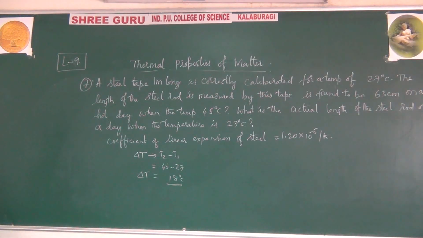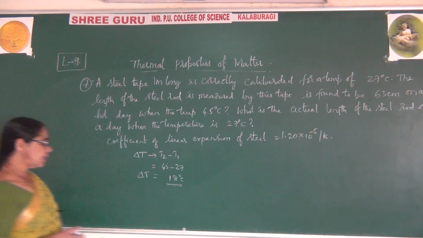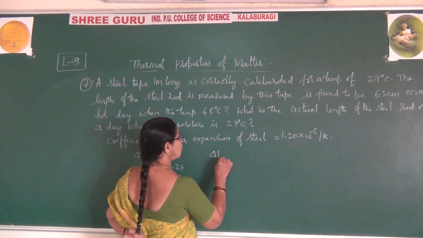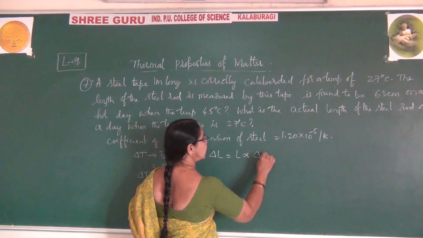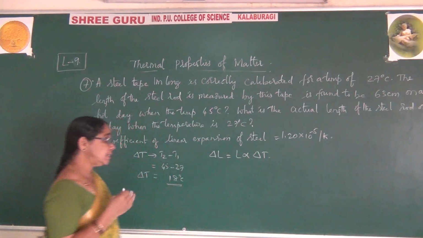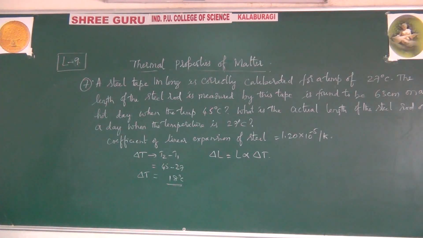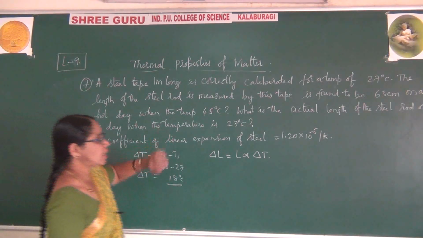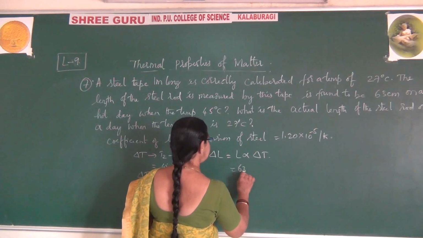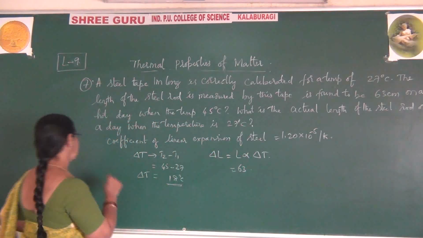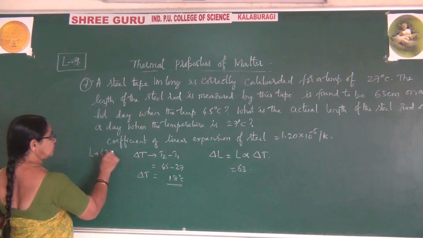Now let us calculate the change in length. The change in length delta L is equal to L alpha delta T. L is 63 centimeter, alpha is given, delta T is given. So first I take L, 63 centimeter.